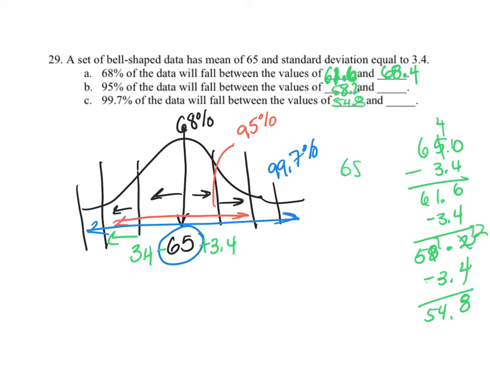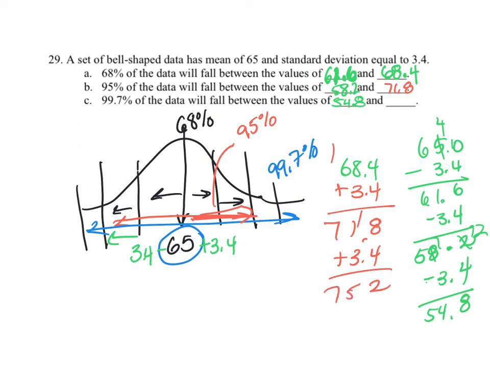Likewise, we added 3.4, going up, add another 3.4, 71.8, add another 3.4, 75.2. So this is how you would do problem number 29.